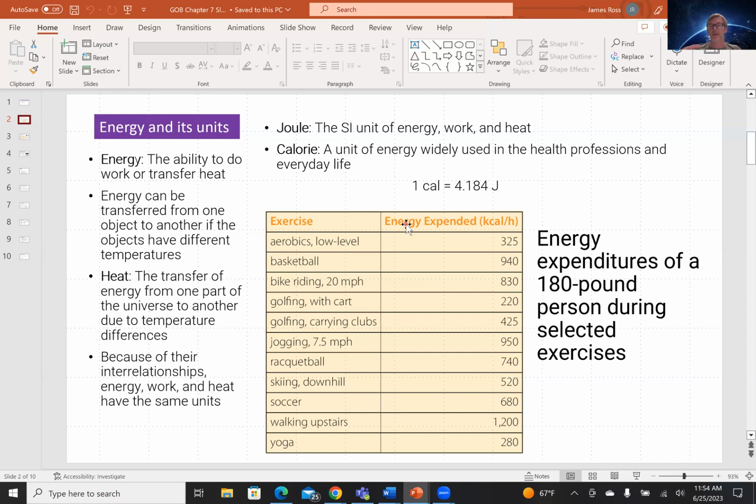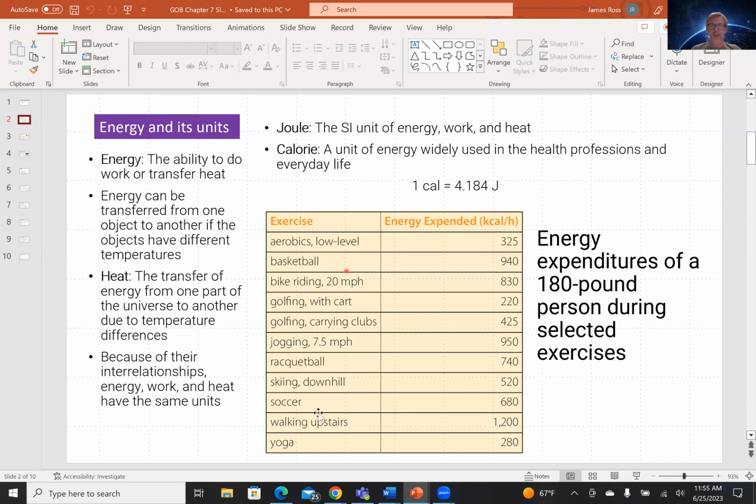Now, it's not to be confused with the food calorie. So the calorie that you and I see on our nutrition labels, that's actually 1,000 of these calories. So the food calorie is an uppercase capital C calorie. These lowercase c calories are 1,000 times smaller than those.